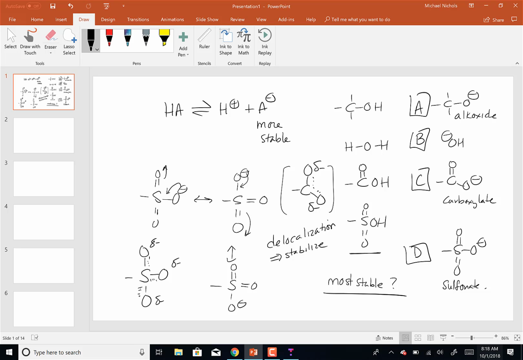Okay. So I have two ways to make a negatively charged species more stable. Pull the electron density out through electronegativity or spread it out through resonance, with resonance being more powerful. Does that make sense? Now, what about the alkoxide and hydroxide? What should we do with those?